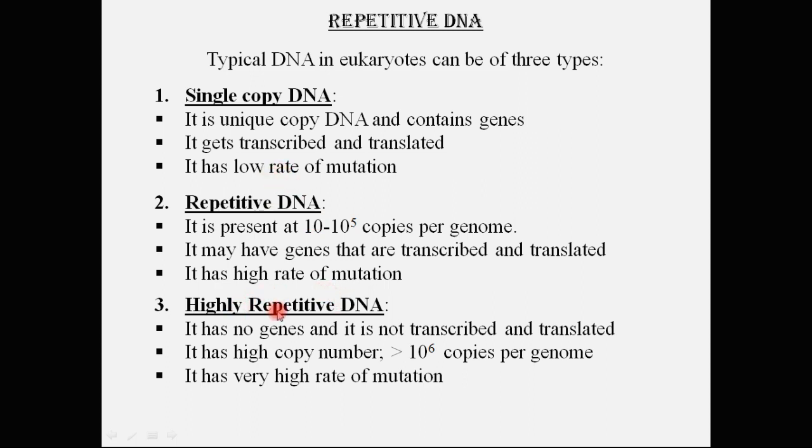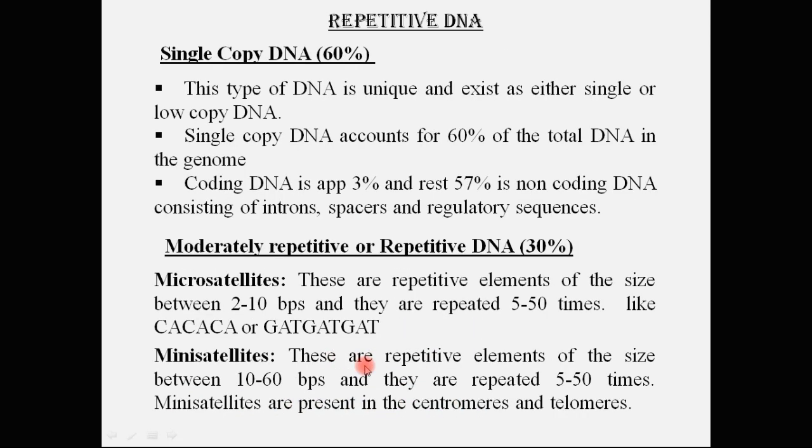Then you have the highly repetitive DNA. The characteristic feature of highly repetitive DNA, like satellite DNA, is that there are no genes. So genes are not present, and therefore it is neither transcribed nor translated. The copy number is more than 10 to the power 6 copies per genome, and it has a very high rate of mutation.